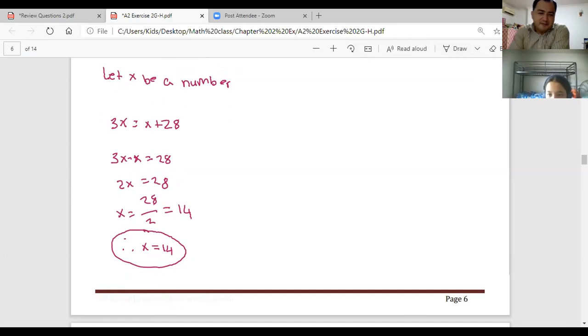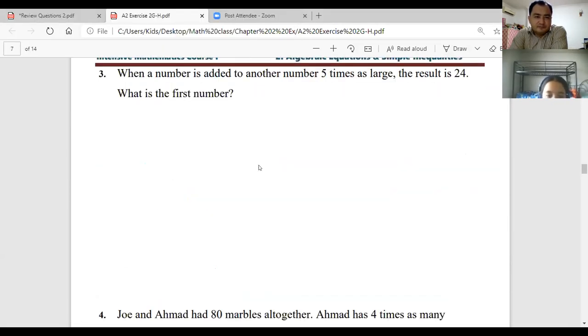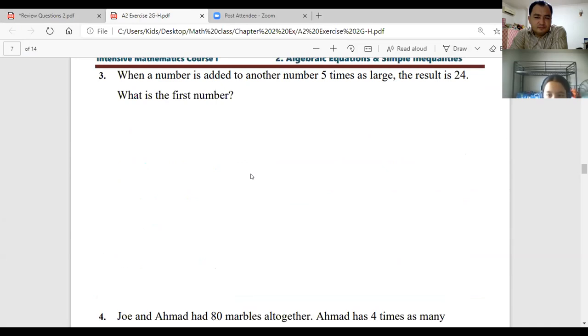Now it becomes known. Can you move to the next question? Let's see what we have. Okay, question 3. When a number is added to another number 5 times as large, the result is 24. What is the first number? Okay, can you do it? Let x be a number. Instead of x, let's use y, since we are using x a lot. Let y be a number.